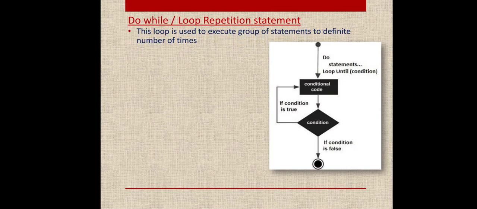As we can see in this slide, first we have discussed the looping statement, the do while loop repetition statement. This is the flowchart of this. This is the syntax: we write do while, then we write the condition, then we put the statements which we need to execute, and to end this loop we write loop. This is the syntax, and here you can see the flowchart.